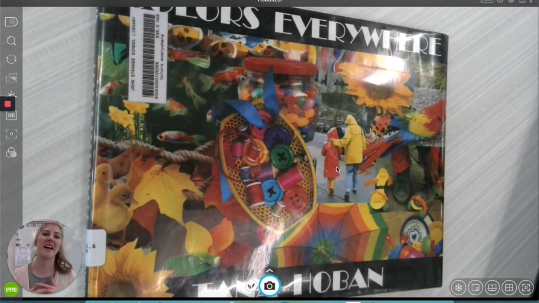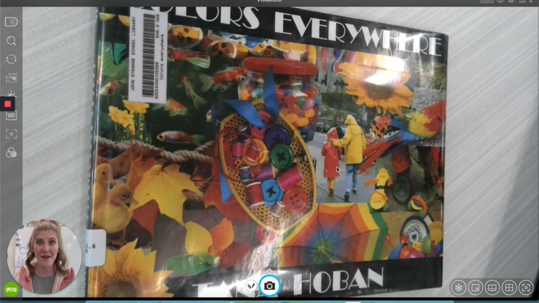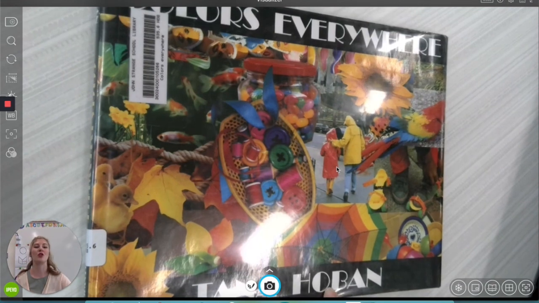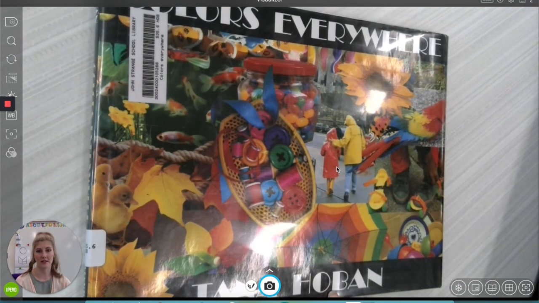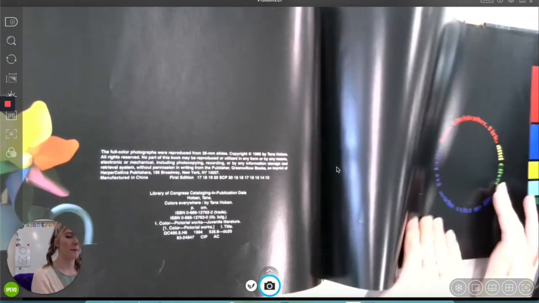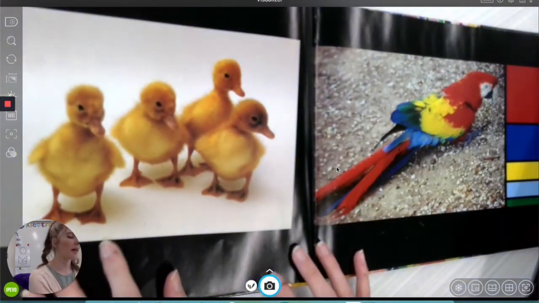Friends, I am so excited about what we're going to be doing this week in writing. We are going to be studying the author Tana Hoban, the same author that we're studying and reading, and we are going to work to make our writing just like hers. So we are going to start off today by looking at this book called Colors Everywhere by Tana Hoban, and I want you to notice some things that she has done in her writing. So take a look. Study these pages. What are you noticing?